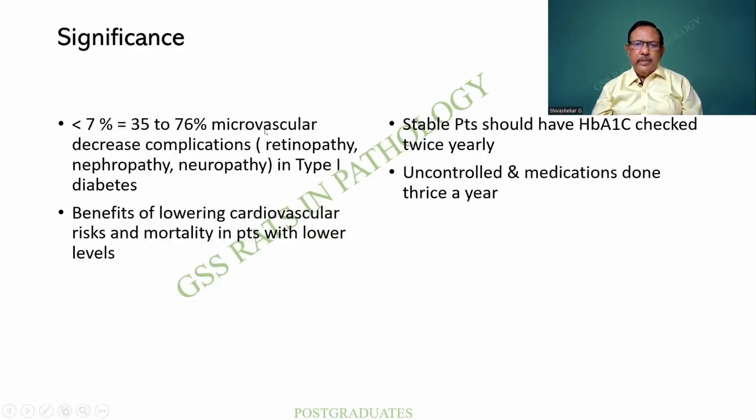If it is less than 7%, there can still be microvascular complications such as retinopathy, nephropathy, neuropathy, etc. in type 1 diabetes. But if it is more, it will be worse. Lowering it brings benefits in cardiovascular risk and mortality. Stable patients should have the HbA1c checked twice yearly, whereas uncontrolled patients, whose medications are being changed, should have it done at least thrice a year.